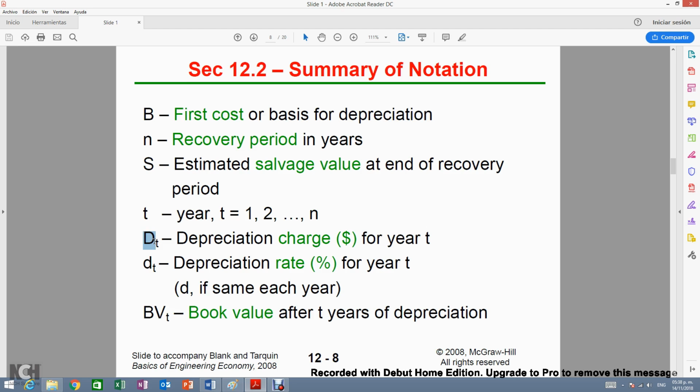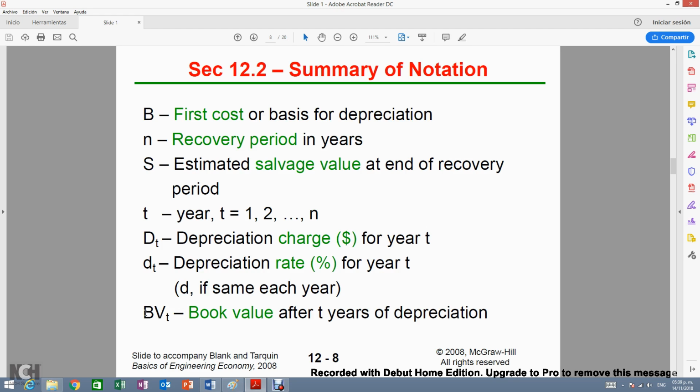Then we have uppercase D. This would be your depreciation amount in dollars, and it will vary depending on the year. That's why it has the subscript t. Then we have a lowercase d. This is also depreciation, but in percentage. You may remember from previous chapters that we used a lowercase i for the interest rate. Similarly, here we're going to be using a lowercase d for the rate of depreciation. And for the MACRS model, it will vary each year, so we are going to use a subscript t.